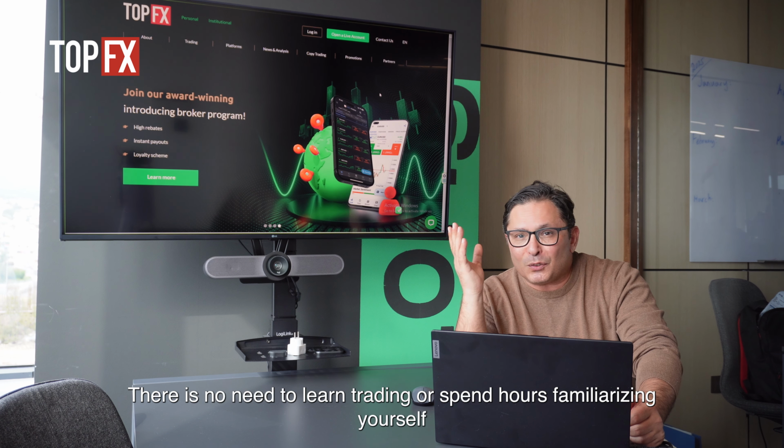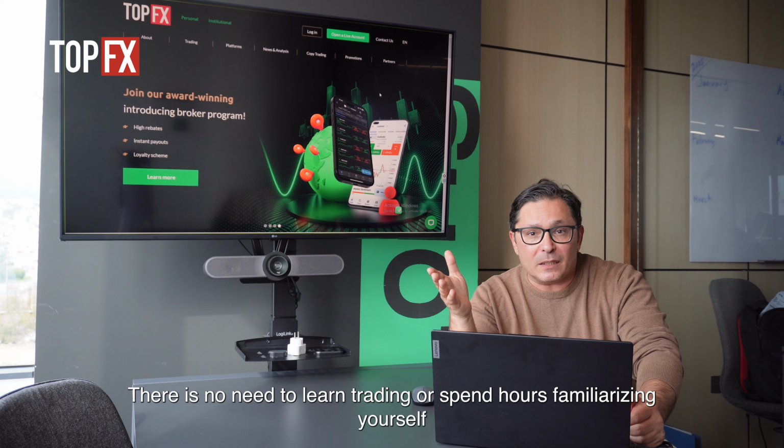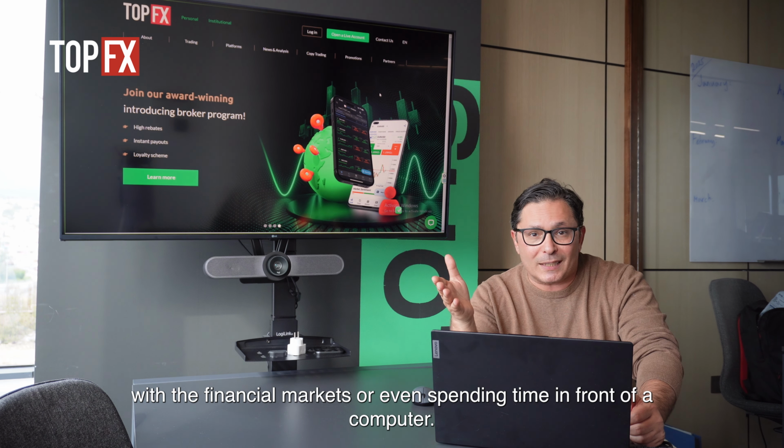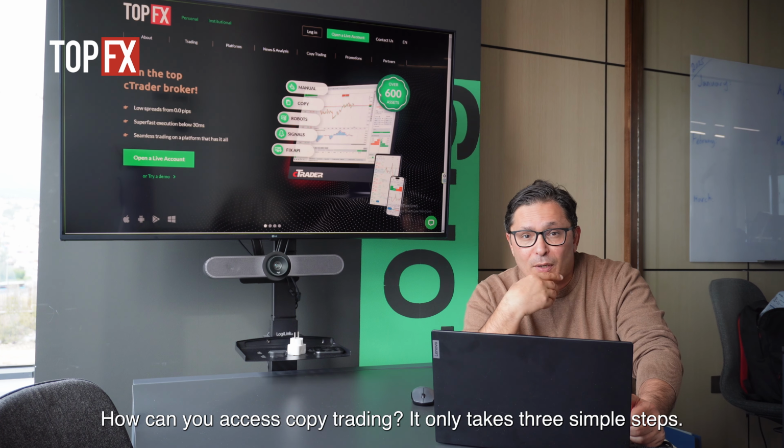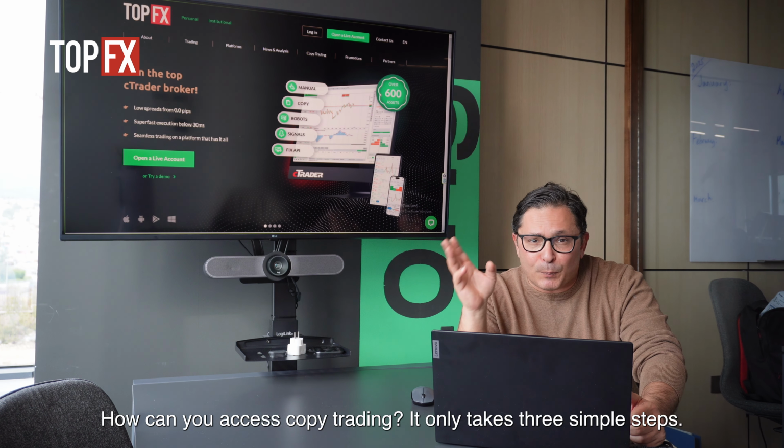There is no need to learn trading or spend hours familiarizing yourself with the financial markets or even spending time in front of a computer. How can you access copy trading? It only takes 3 simple steps.